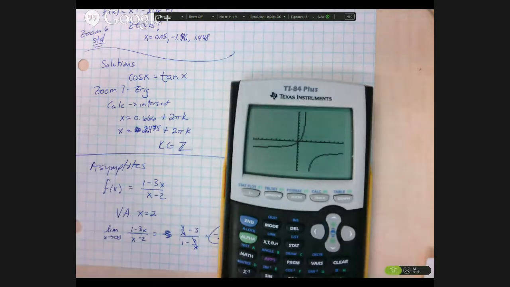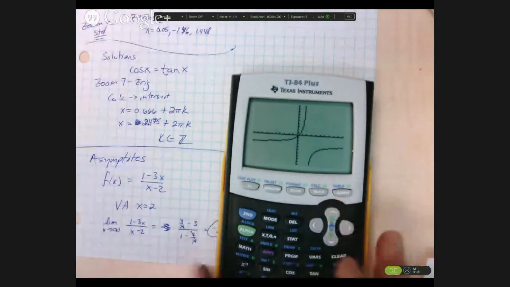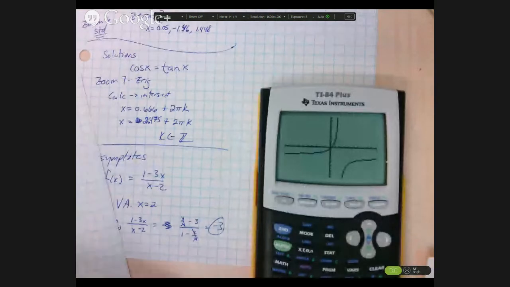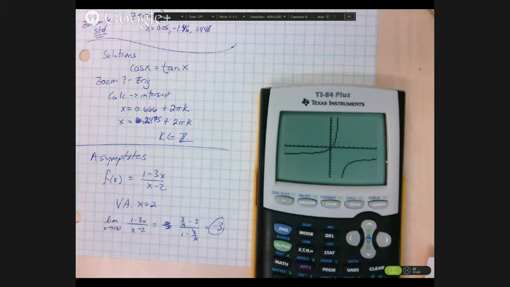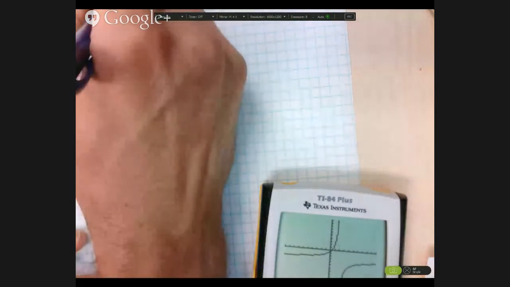Is that enough explanation? Negative 3. You're going to get a heavy dose of that next chapter, so don't worry about understanding it right now. Okay, can we move on?